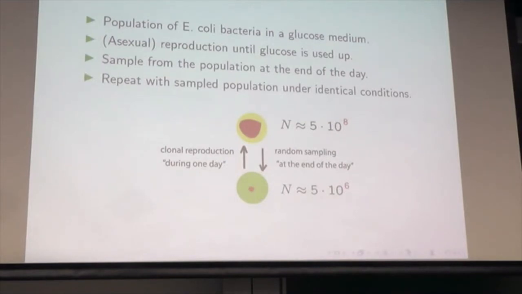At the end of the day, or the morning of the next day, they sample a certain proportion of E. coli and put it in a fresh new glucose medium. Then it starts the same day again. Every day, they do the same thing in the same way.